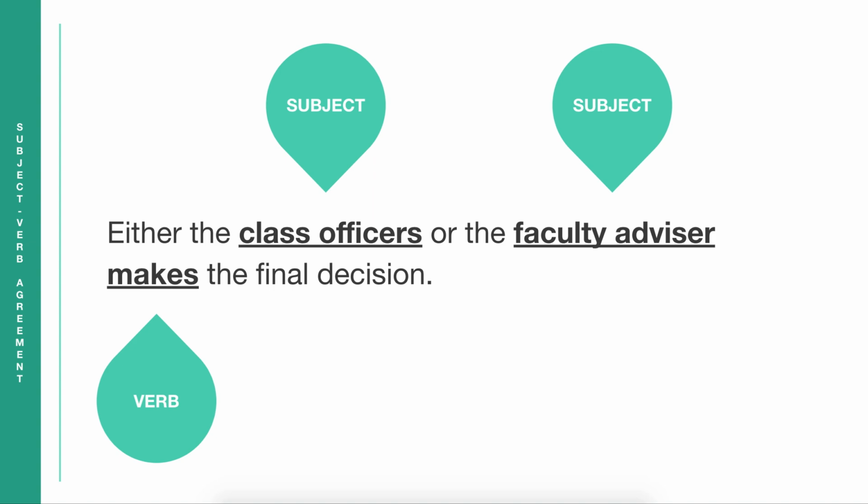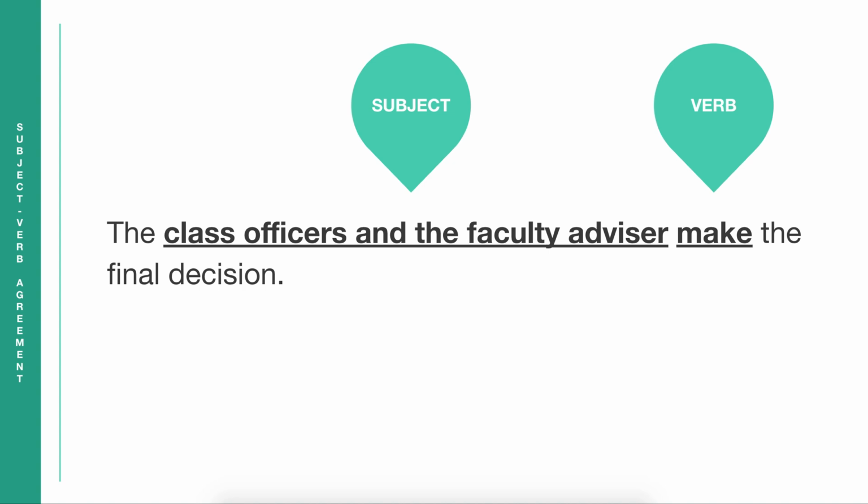Faculty advisor is singular. It does not have an S at the end of it, which means that our verb should also be singular. Now, to make a verb singular, we are going to add an S to the end. So we are going to use the word makes in this situation. Now, if the role was reversed and we said either the faculty advisor or the class officers make the final decision, in that case, because class officers is now closer to our verb, we're going to use that subject in order to determine our subject-verb agreement, and we would no longer have an S at the end of make.